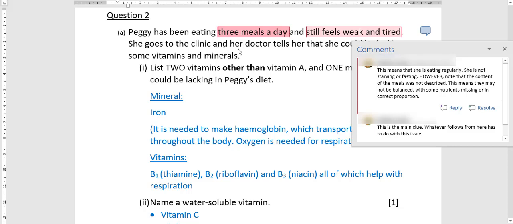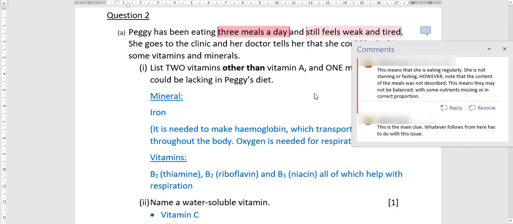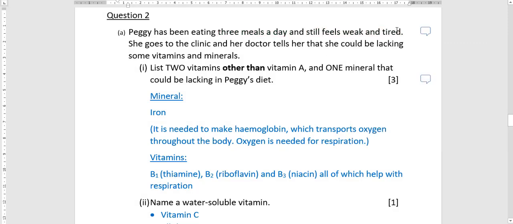However, note that the content of the meals was not described. This means they may not be balanced, with some nutrients missing or in incorrect proportion. That's a typo on my part. And therefore, this is the main clue. This part here, she feels weak and tired. So that's the clue. Whatever follows from here has to do with that particular issue. Okay? So let's go on to the rest of the question.